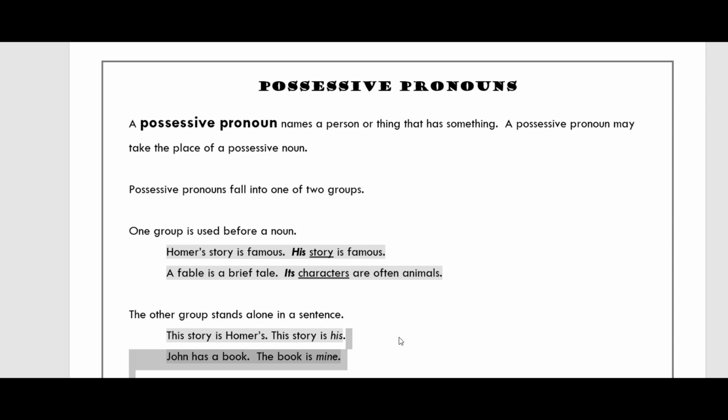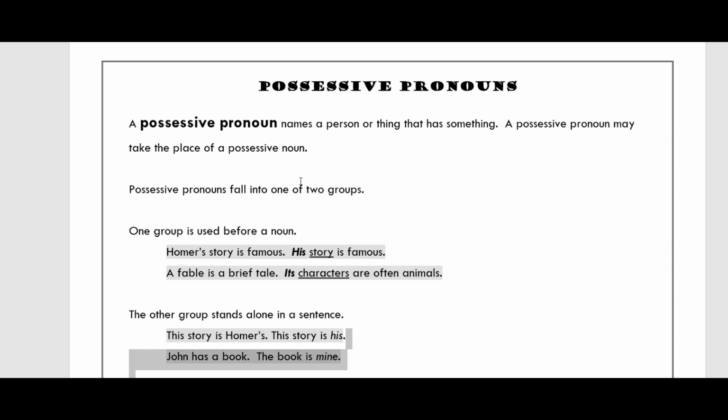So a possessive pronoun would replace a possessive noun. So if the noun owns something, then we use the possessive to replace the noun to show that ownership still. Okay, so the possessive pronouns fall into two groups. So remember, a pronoun replaces the noun and everything that modifies it, which would include possessive nouns.